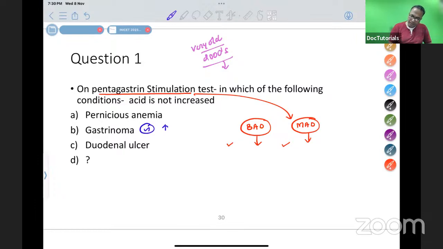So it is increased in gastrinoma, increased in duodenal ulcer. It is decreased in pernicious anemia. So please remember, who will have decreased acid on pentagastrin stimulation is pernicious anemia.